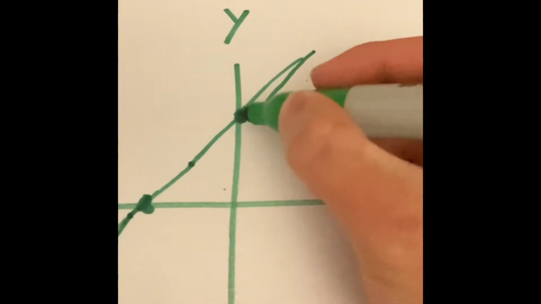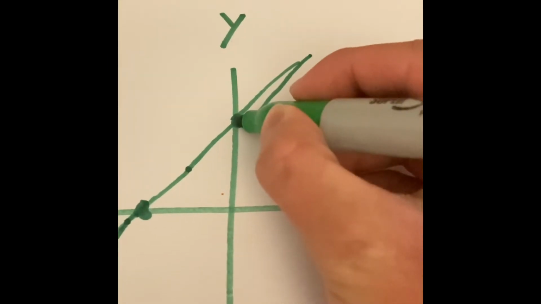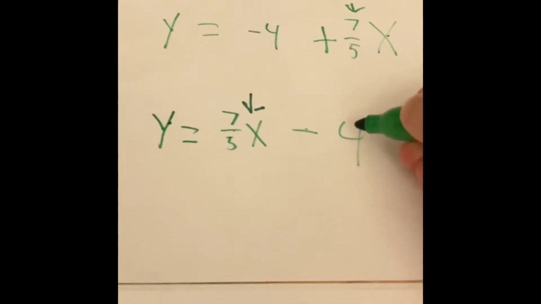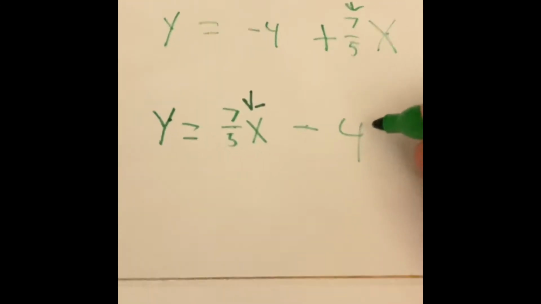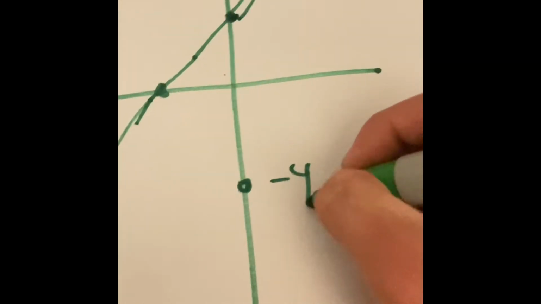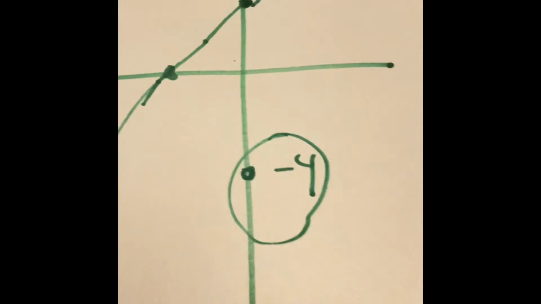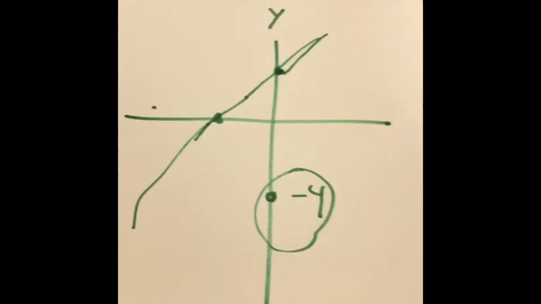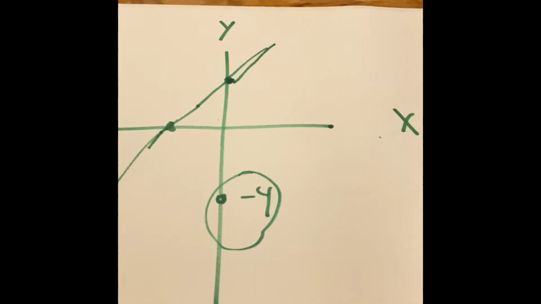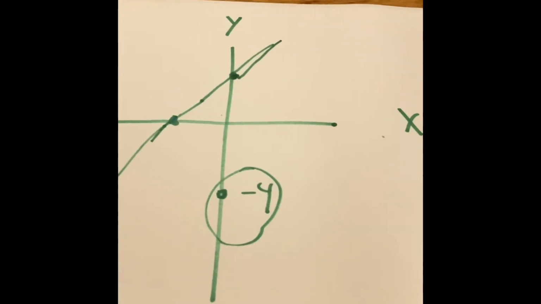Normally, the y-intercept is actually where the slope begins, because from the last equation, y equals 7 over 5 x minus 4, that means that the slope is going to start at -4 on a graph.